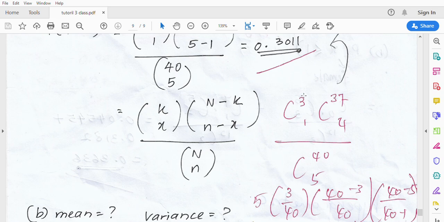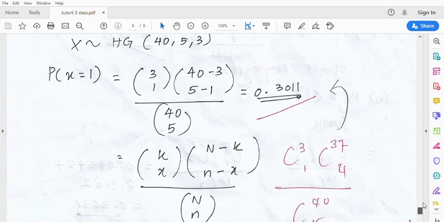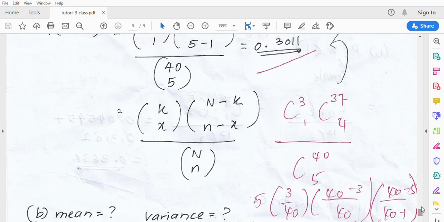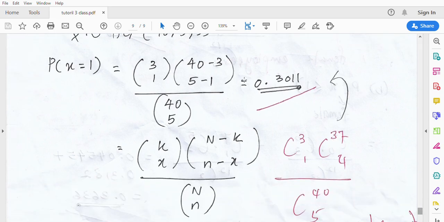So we use the normal way, in case they want to mix it up. From the three defectives we choose one, and for the balance we choose 4. So 1 and 4 is 5, divided by C(40, 5). Since the total components we need is 5 only, we will get the answer 0.3011.